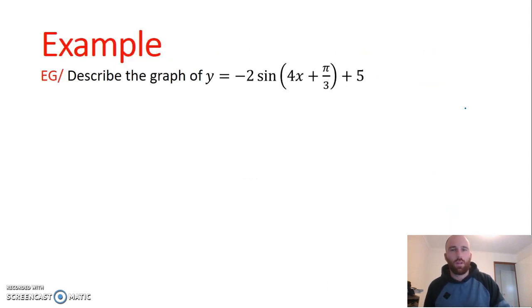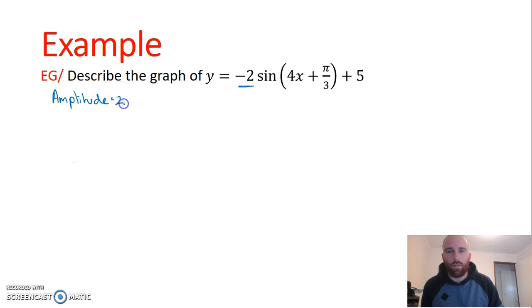Okay, so I've got a sine graph there: y equals negative 2 sine (4x plus pi on 3) plus 5. What we need to do is describe, so we're going to list all the possible transformations that we have. I'm going to start with the ones on the outside, the easy ones. The first one is we know the amplitude.